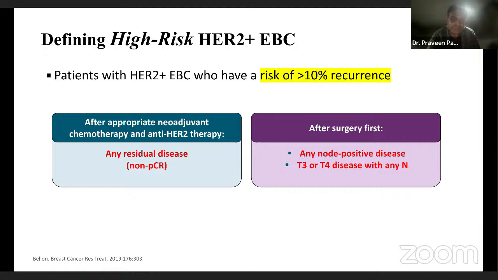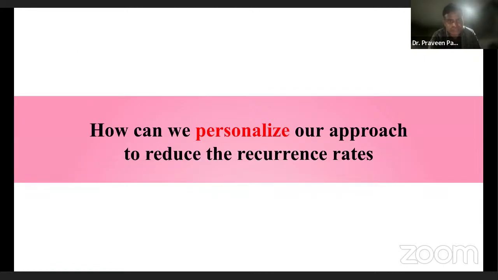One is the patient who has received neoadjuvant chemotherapy, which is the usual standard of care for most HER2 positive breast cancers. After completion of neoadjuvant chemotherapy and surgery, we find some residual disease, that means they don't get the pCR, so they are at higher risk of recurrence compared to the patients who got the pCR. Or, if the surgery has been done upfront, at the time of the pathology report we find multiple node positive, or T3 or T4 disease. So we know this group of patients is at high risk of recurrence.